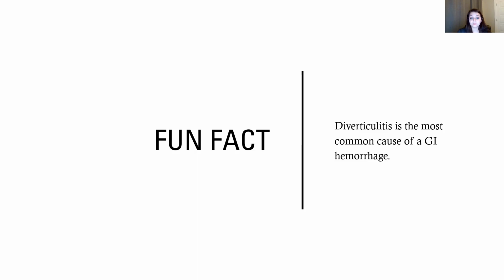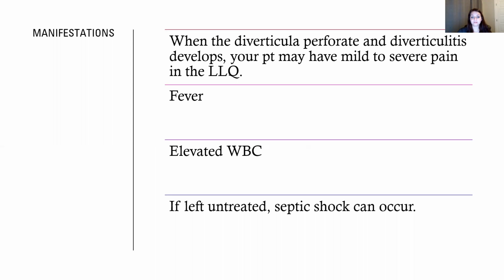So septic shock would be whenever this infection is so overwhelming, and we need to be watching for signs and symptoms such as hypotension and tachycardia. So some manifestations would be when the diverticula perforate and diverticulitis develops. Our patient could have mild to severe pain in the left lower quadrant. They can have fever, an elevated white blood cell count, and if it's left untreated, the septic shock can occur.